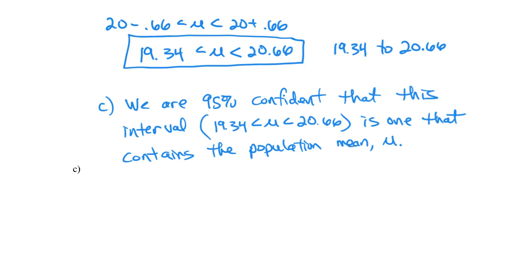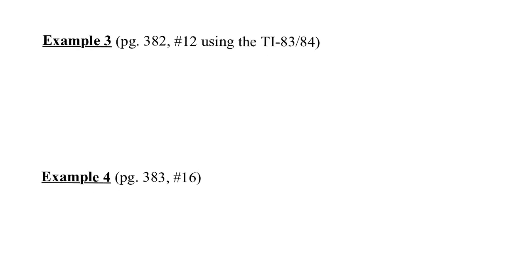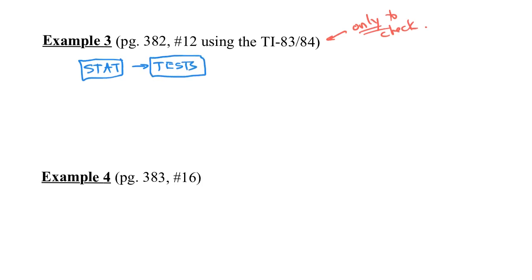Then we've got another example here, example 3, and this is just to check, okay? So again, this one is only to check. We have to build these from scratch by hand, but for checking, I'll just show you how you can do it on the calculator. So from the calculator, we go to the stat button, and then we go to tests. This is going to be very similar to what we did in 7.1, but this time we go down, and on most calculators it's number 8, but we go to what it says, T interval.